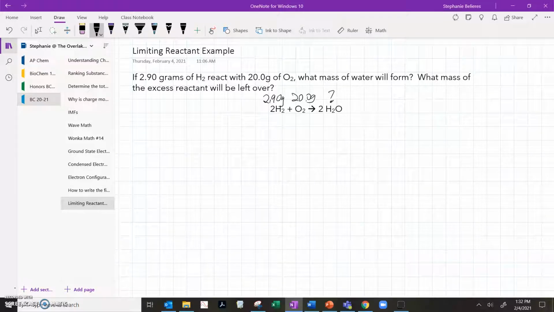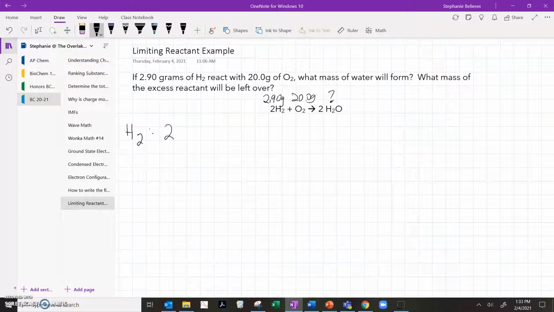So step number one is to convert both of these gram starting amounts to the product. And you can determine which element is going to be consumed first by stopping just at the moles of water in this case. But I kind of go all the way to the end and I just do a grams to grams calculation, and so I'm going to show you that method too. And I'll along the way tell you where you can stop. So I'm going to start with hydrogen.